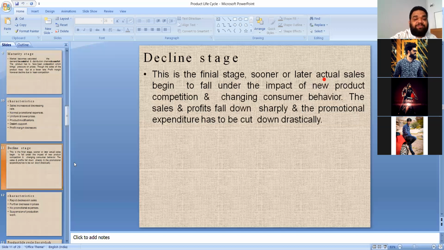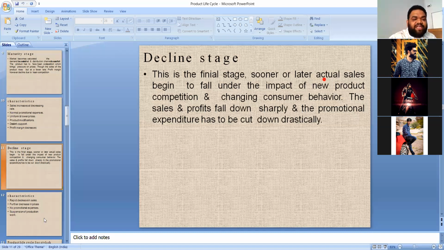The promotional expenditure has to be cut down drastically. Because we don't have good sales and we don't have profits either, spending more on promotional activities is again our ignorance. Whatever promotional expenditure you were going to keep has to be cut down. That is what we call the decline stage.